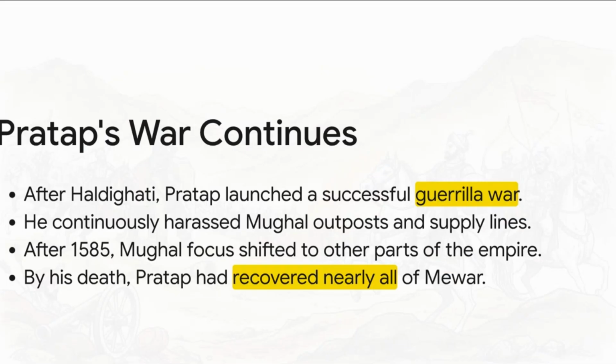See, for Pratap, this defeat wasn't the end, not by a long shot. It was actually the start of a whole new and very effective phase of his resistance. He launched this relentless guerrilla war from the hills, constantly picking off Mughal outposts and supply lines. Eventually, Mughal attention shifted to other parts of the empire, and as it did, Pratap started retaking his land. By the time he died, he had reclaimed almost his entire kingdom.